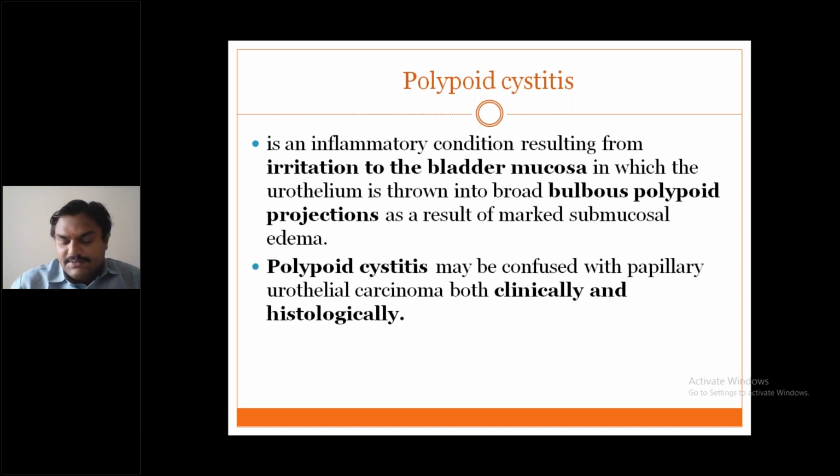Next, just like polypoid cervicitis, we have a condition called polypoid cystitis. It's an inflammatory condition resulting from irritation to the bladder mucosa, in which the urothelium is thrown into broad bulbous polypoid projections as a result of marked submucosal edema. Clinically and histologically, it mimics a papillary urothelial carcinoma. So before you make a diagnosis of papillary urothelial carcinoma, you should make sure whether nuclear pleomorphism, atypia and increased mitotic activity are there. So the differential diagnosis for papillary urothelial carcinoma is polypoid cystitis.